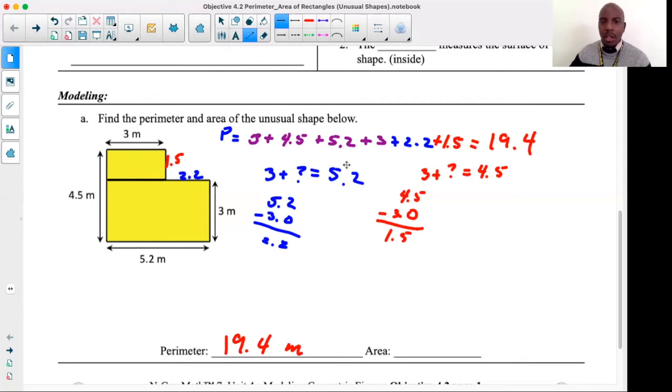Boom. Okay. Notice what I did here. I separated this unusual shape into 2 rectangles, one rectangle up here, one rectangle down there. Now, what I'm going to do is find the area of these 2 different rectangles.